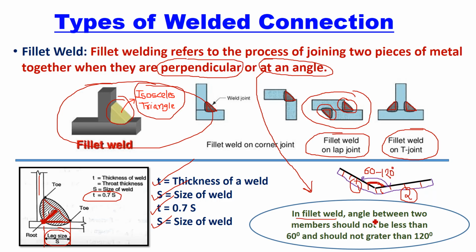So in fillet weld, the angle between two members should not be less than 60 degree and should not be greater than 120 degree. Only for those two plates at an angle you can use the fillet weld, right? Here you can use the fillet weld in triangular shape. So this is the second type of weld, that is fillet weld.